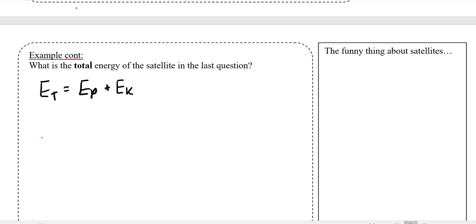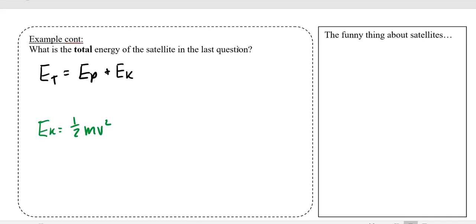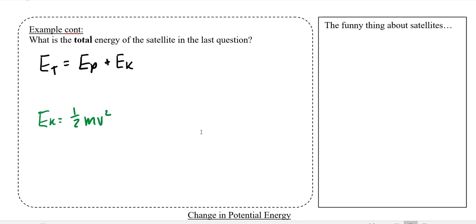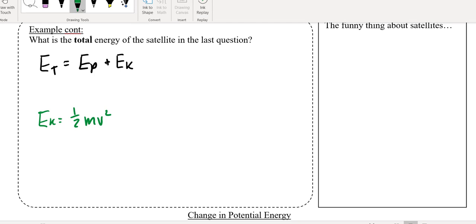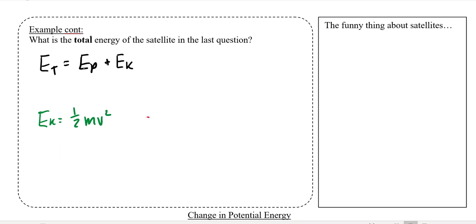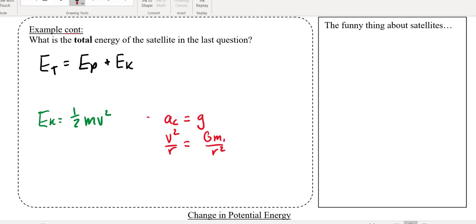So we know that kinetic energy is 1/2 mv squared. So if I could just find the velocity of this satellite, then I should be able to find the kinetic energy. And we also know that if we have a satellite in stable orbit, that the centripetal acceleration is going to equal the acceleration due to gravity. And so for a given velocity, v squared over r is going to equal g m1 over r squared. And I can cancel out my r value. And I can solve for v. And so v is going to equal the square root of g m1 over r.